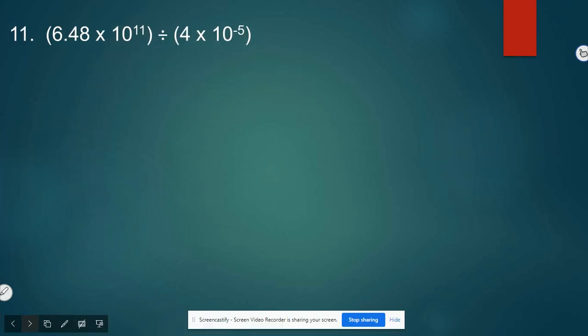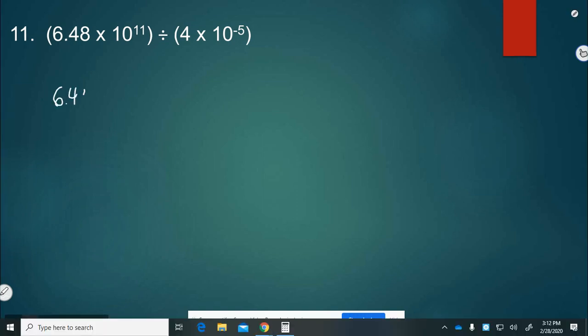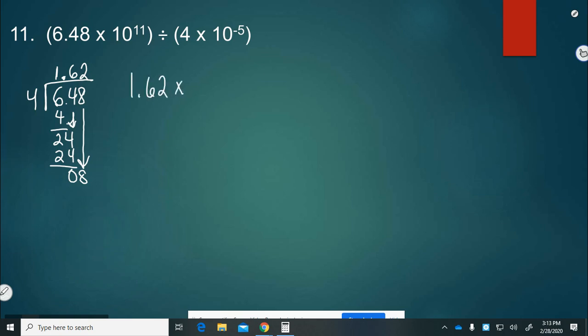Number 11, 6.48 times 10 to the 11th divided by 4 times 10 to the negative 5th. We do 6.48 divided by 4, and 4 goes into 6 once with 2 left over. Bring down the 4. 4 goes into 24 6 times. Bring down the 8, and 4 goes into 8 twice. So we have 1.62 times 10, and then 11 minus negative 5. Remember, when we have a negative and we're subtracting, it becomes a positive. So it's 11 plus 5, so it's 10 to the 16th power.